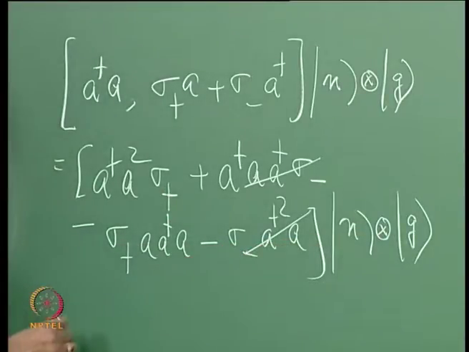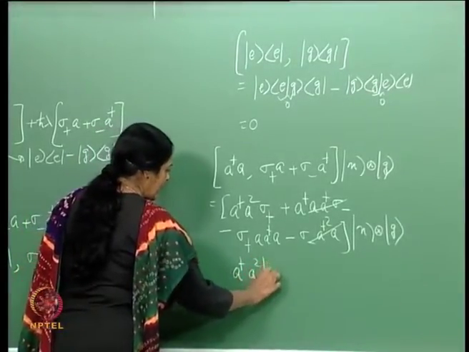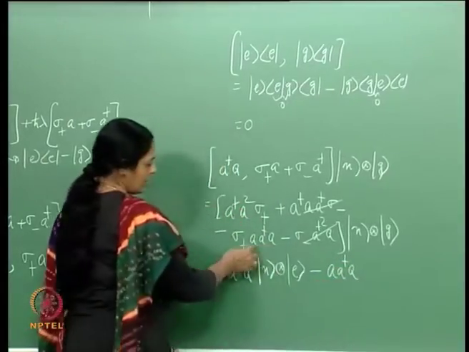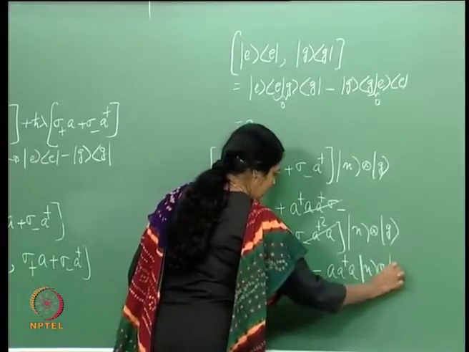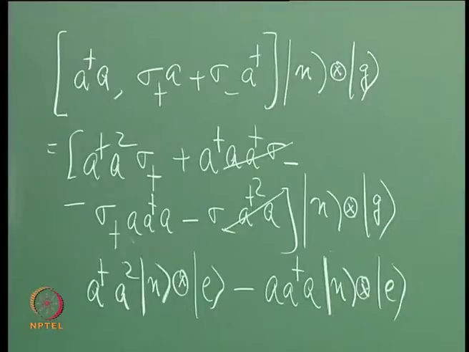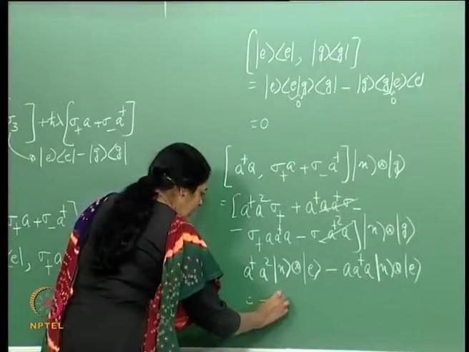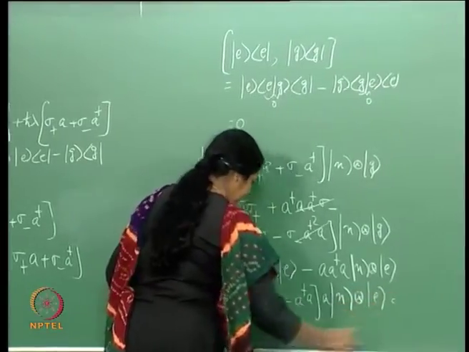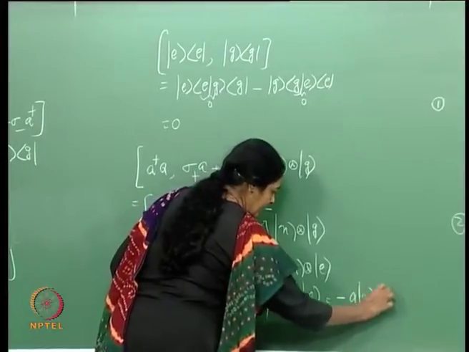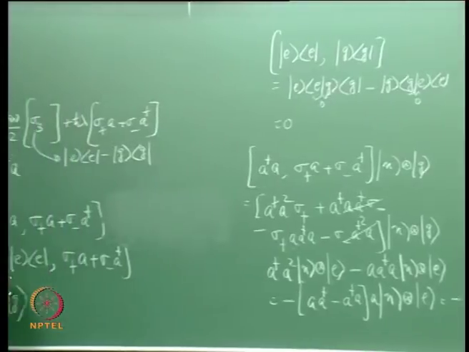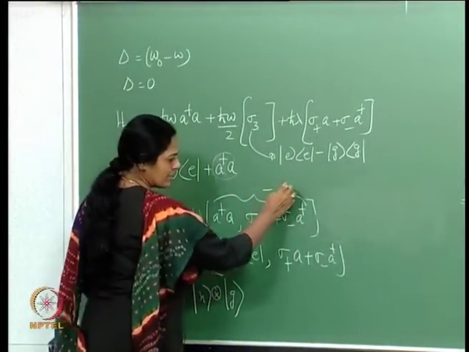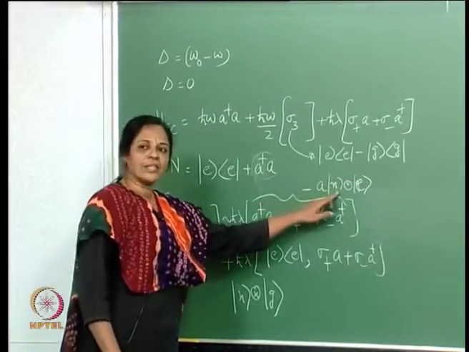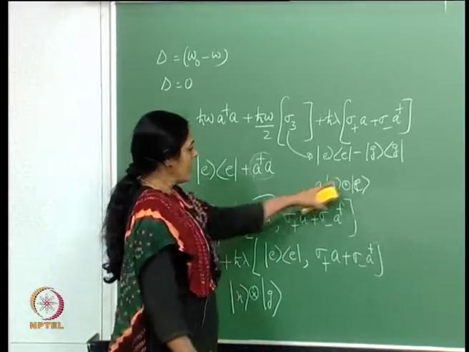Sigma plus acts on G to give me ket E. So I just have A dagger A squared ket N ket E from this term, minus A dagger A sigma plus acting on ket G gives me ket E. But I also know that the commutator of A with A dagger is 1, and therefore this is the same as minus A dagger minus A dagger A ket N direct producted with ket E, which is minus A ket N direct producted with ket E. So this is the commutator which I have just now evaluated. This commutator is minus A ket N direct producted ket E, and of course A on ket N gives me root N ket N minus 1, but for the moment I am just keeping it as such.